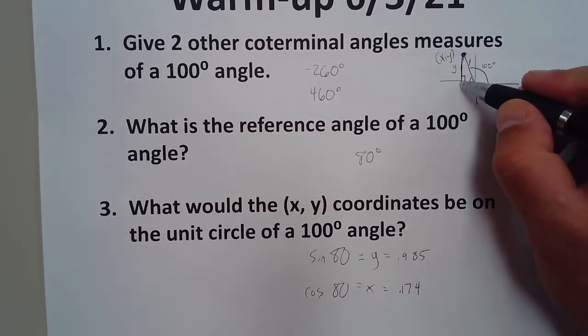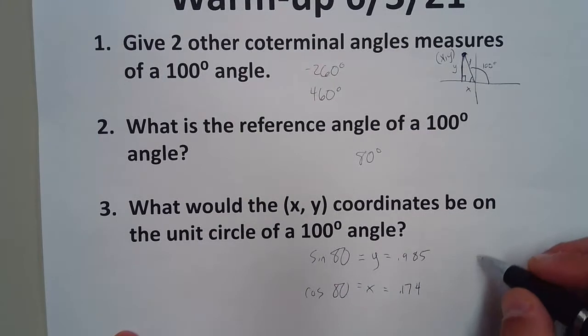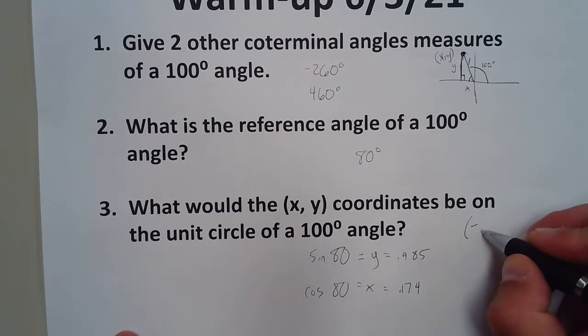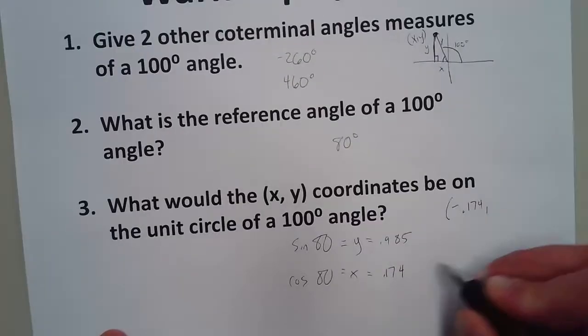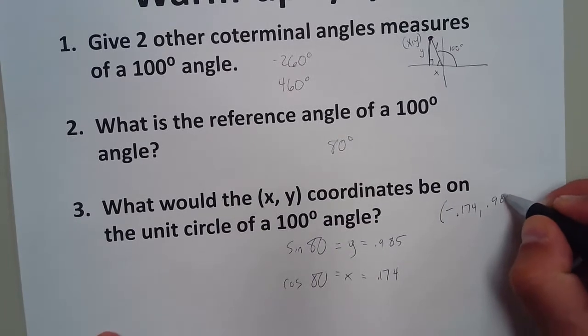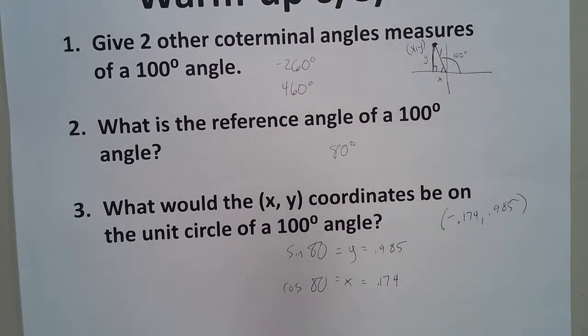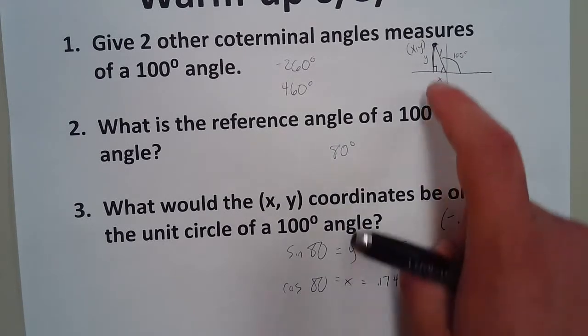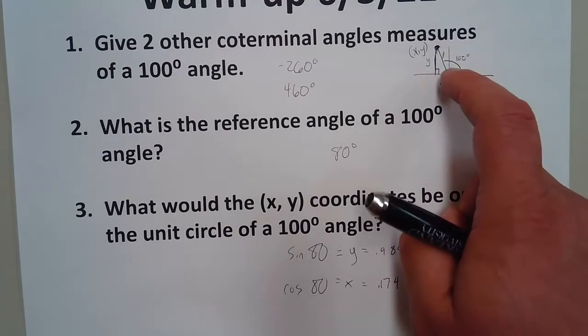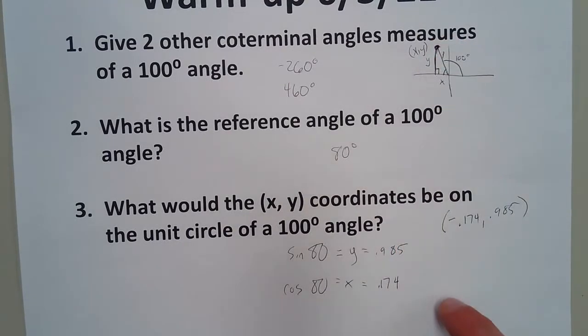Now, you do have to think just a tiny bit here as to the signs of these, right? Because the x needs to be negative, the y is positive. So the specific coordinate would be negative 0.174 and 0.985. So that would be our x and y coordinate that would make this angle. As far as deciding the negatives and positives, that's simply based off where it's located. Since we're in the second quadrant, our x is negative, but our y is positive.